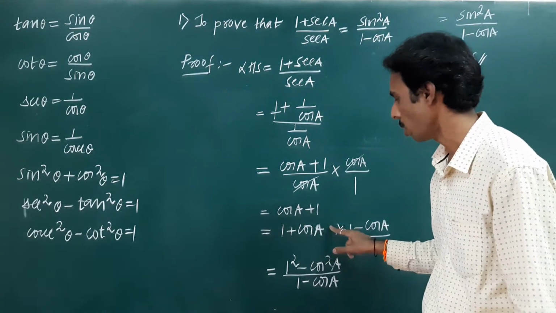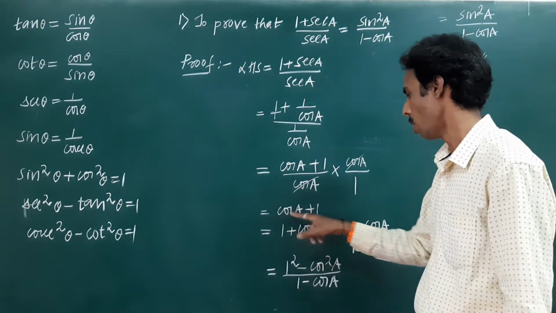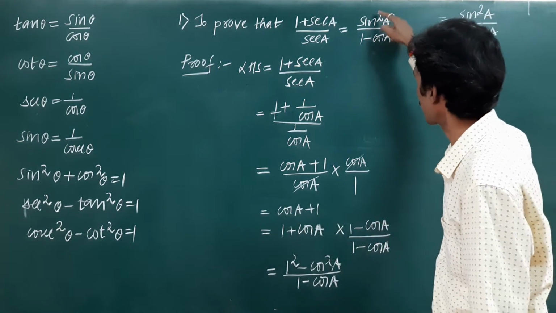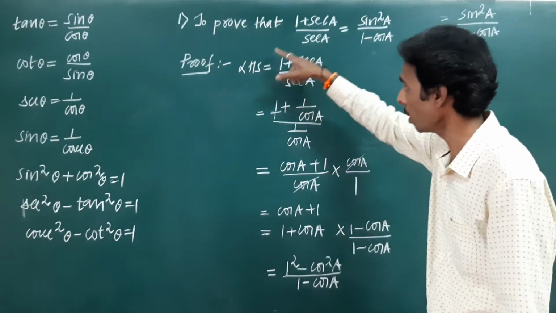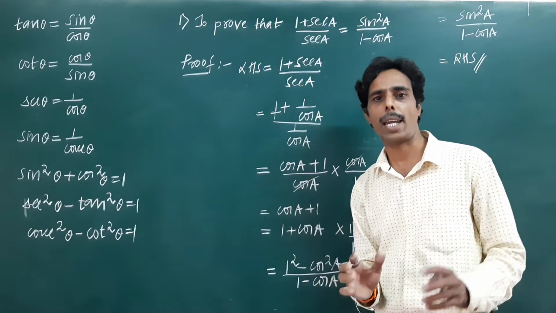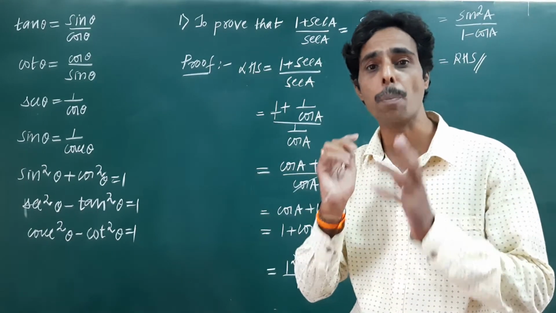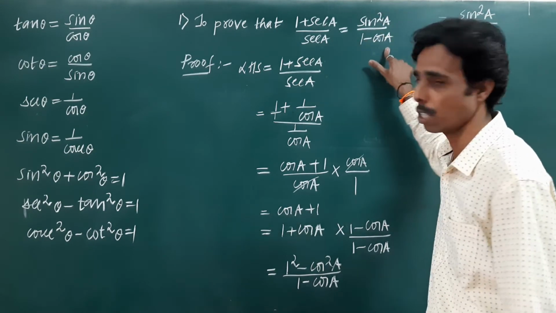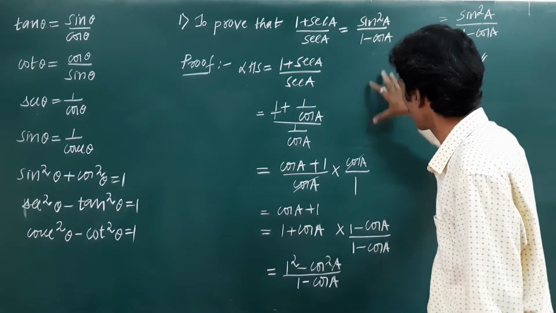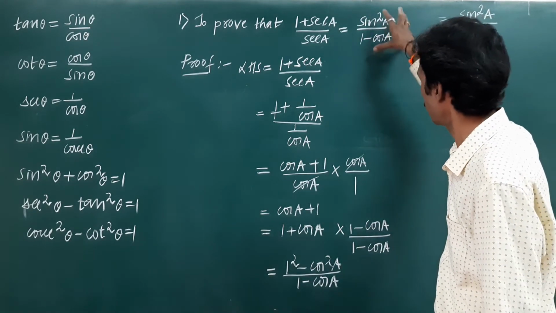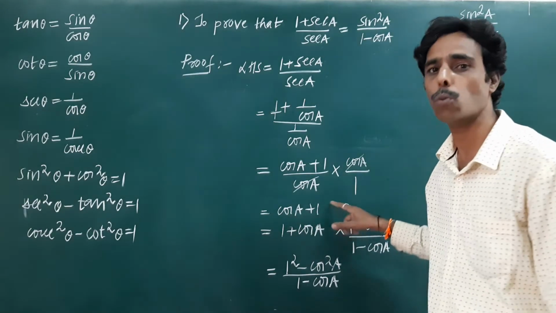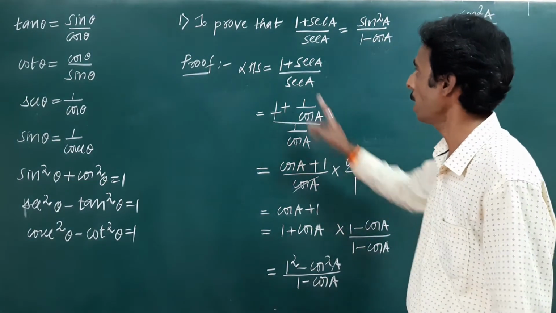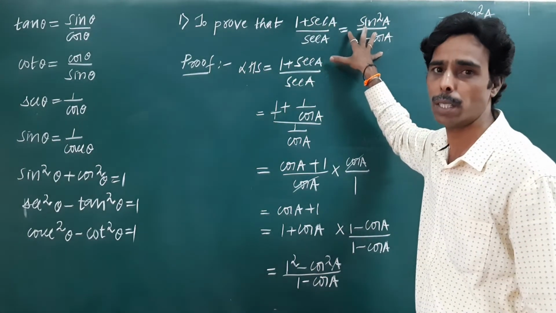you do one thing, you call this equation number 1. Okay, stop here only. Cos A plus 1 or 1 plus cos A, both are similar here. You call this equation number 1. Then next, you take RHS separately. How I have considered LHS, likewise RHS, you consider it separately. RHS equal to sin square A divided by 1 minus cos A. Then after going on simplifying this full term, again you will get cos A plus 1 only. So, if equation 1 and equation 2 both are tallied, then this is the proof of the given problem.